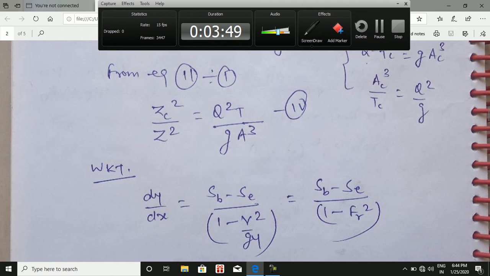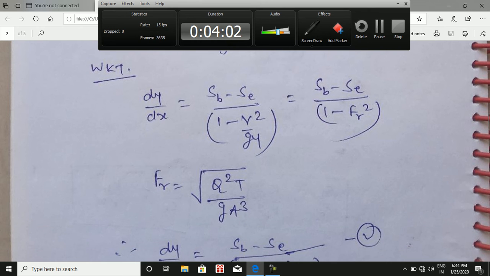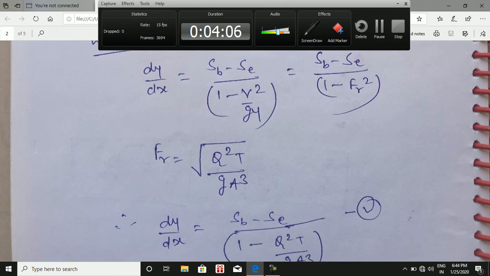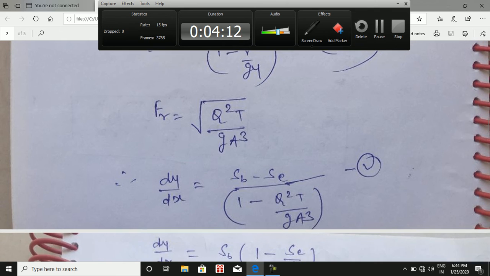And also we know that dy by dx is equal to SB minus SE upon 1 minus V square upon GY, or we can write SB minus SE upon 1 minus FR square, Froude number square. We have already calculated that, where FR is equal to under root Q square T upon G A cube. So dy by dx is equal to SB minus SE upon 1 minus Q square T upon G A cube.